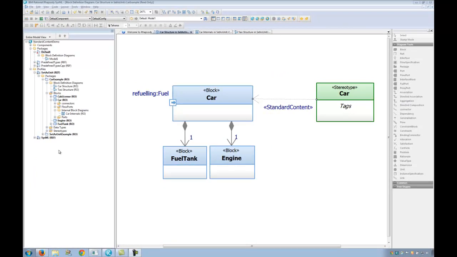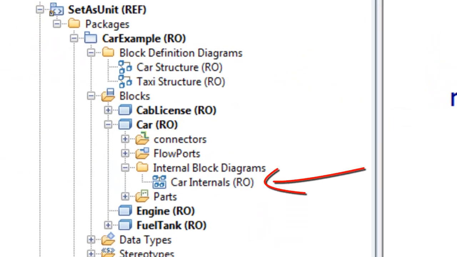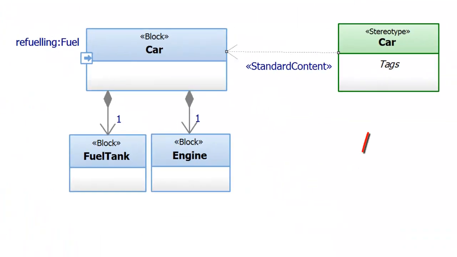Let's start with standard content. Here we have an empty model, but it has a profile loaded containing a couple of examples. Here we've defined a small model of a car. A car has a fuel tank and it has an engine and maybe a flow port showing fuel coming in. If we look in the browser, we can also see that the car block has an internal block diagram. Then we have a stereotype called car, which I can apply to any block in my model.